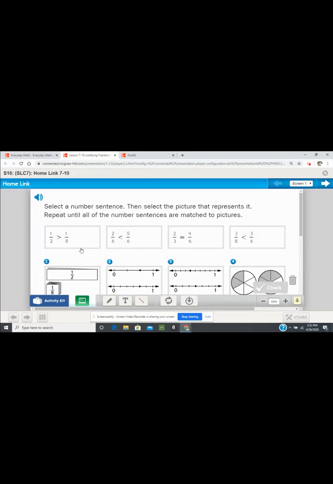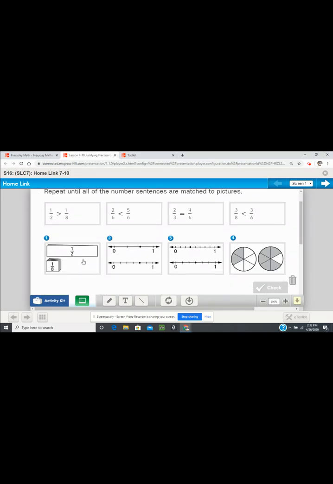Last part of our lesson, we're going to look at our home link, and it says to select the number sentence that represents the pictures below it. So we have to connect them together. So the first one says 1/2 is greater than 1/8. If I look on here, I would have to find which one has 1/2 compared to 1/8. And it is directly below it. The 1/2 and 1/8, these are fraction strips that they're showing. So I could click on it and click on this number here.